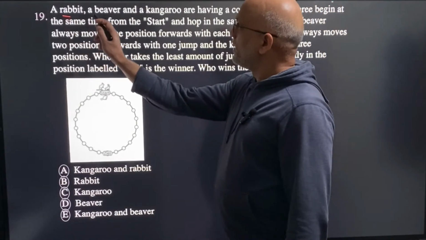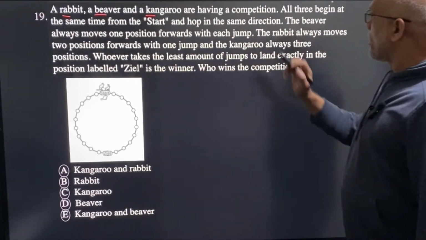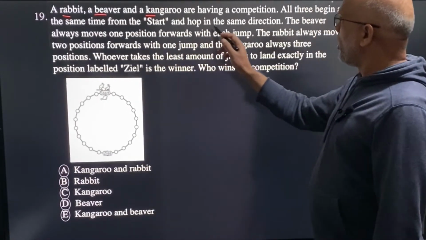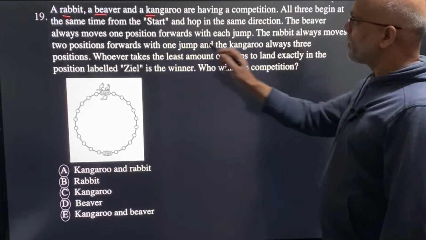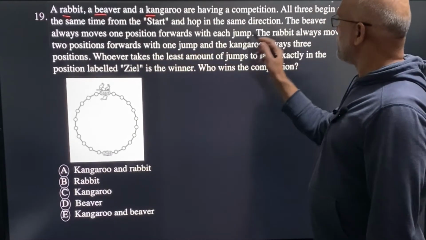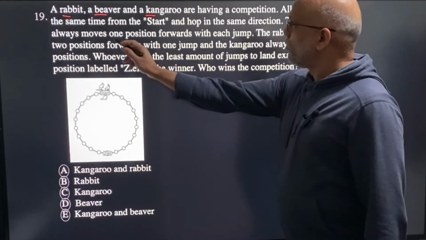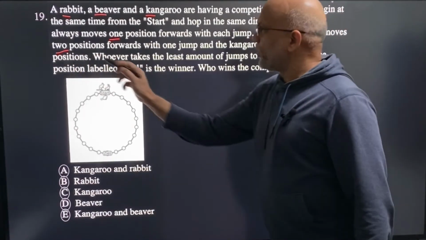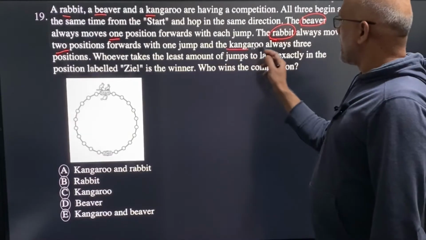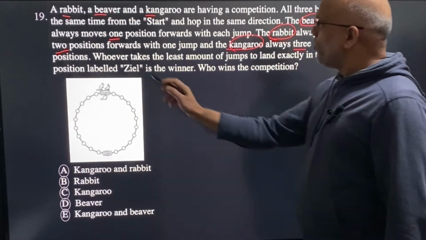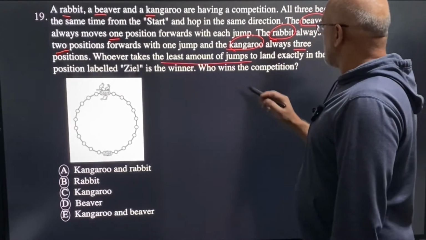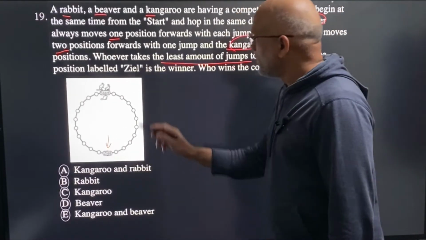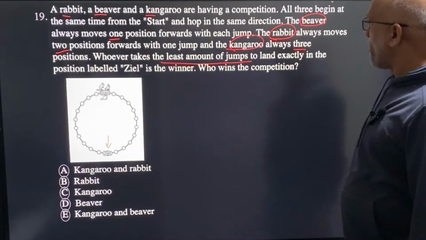A rabbit, beaver, and a kangaroo are having a competition. All three begin at the same time from start. This is start, and hop in the same direction. The beaver always moves 1 position forward with each jump. The rabbit always moves 2 positions with each jump, and the kangaroo always moves 3. Whoever takes the least amount of jumps to land exactly in the position called Ziel, this position, is the winner. Who wins the competition?